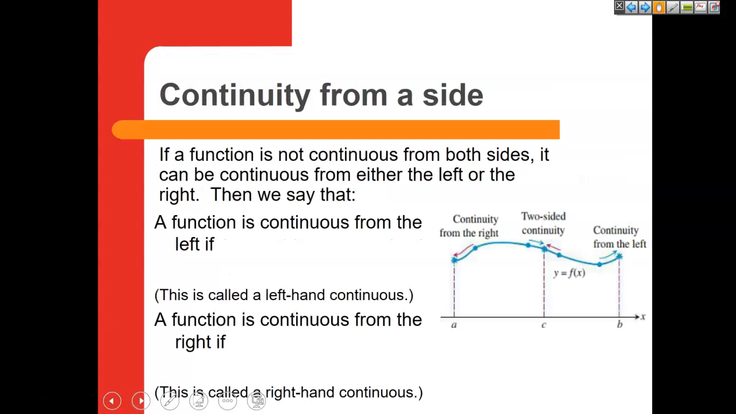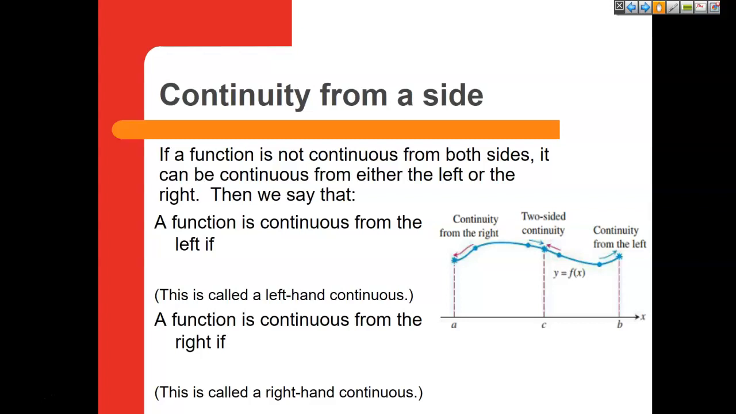If a function is not continuous from both sides, it can be continuous from either the left or the right. So we call that right continuity and left continuity, or right-hand continuity sometimes.